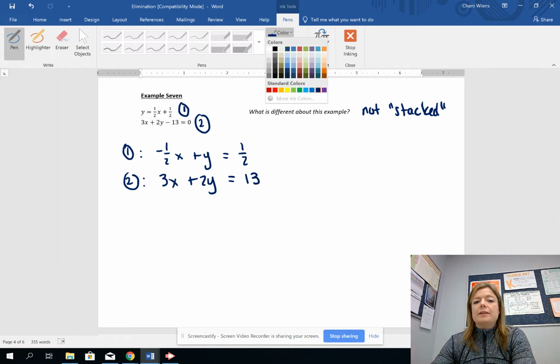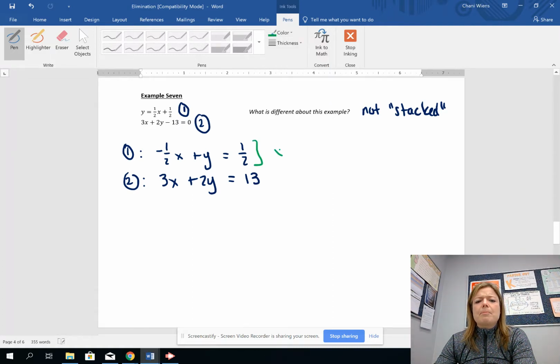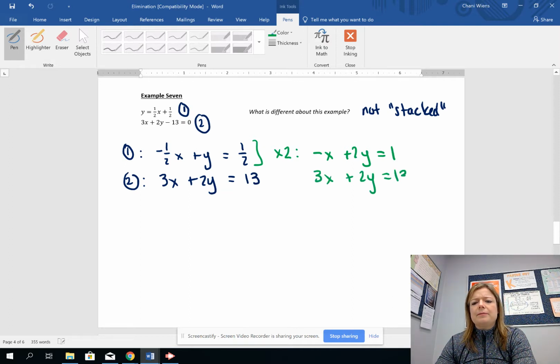Okay, now I really don't like these fractions, gotta be honest with you. So I'm going to multiply this whole thing by 2 just to get rid of the fractions. So I get negative x plus 2y equals 1. And then 3x plus 2y equals 13.